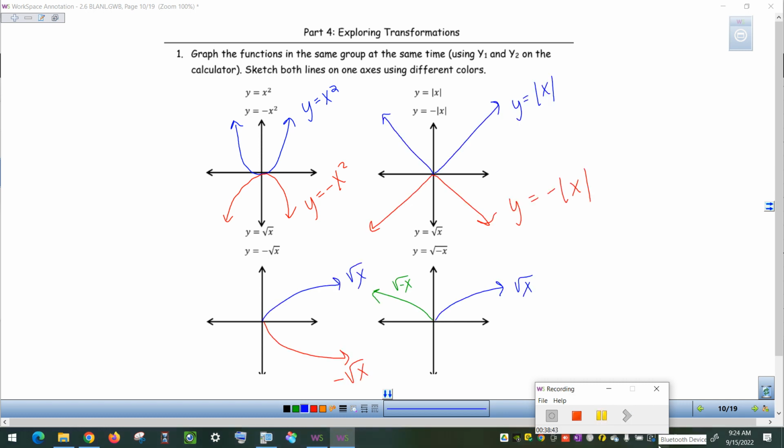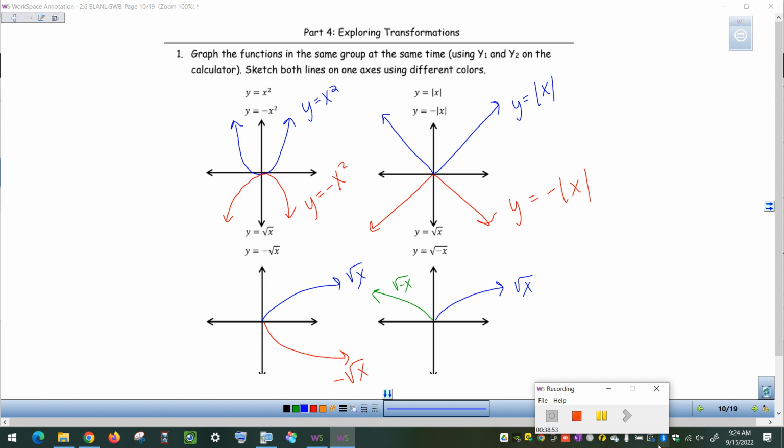All right, so let's look at what's happening here. So for each of my pictures, I always did the original one in blue. And so we kind of have something similar happening here with the absolute value part. It looks like it just got flipped over, upside down, just like our parabola got flipped over. Even the little square root part, when we put the negative in front, it gets flipped over, upside down.